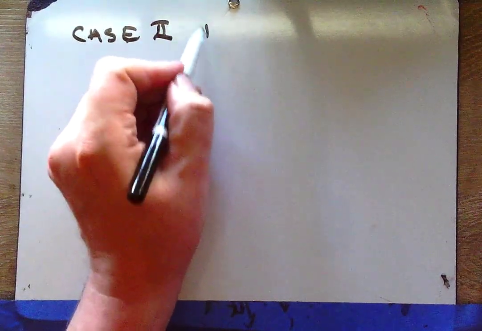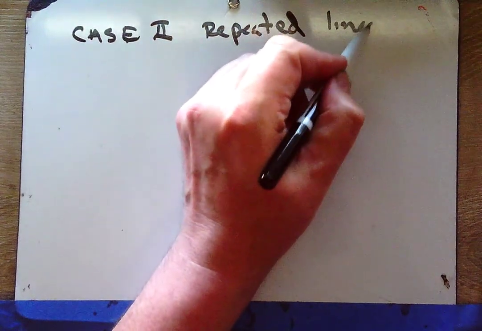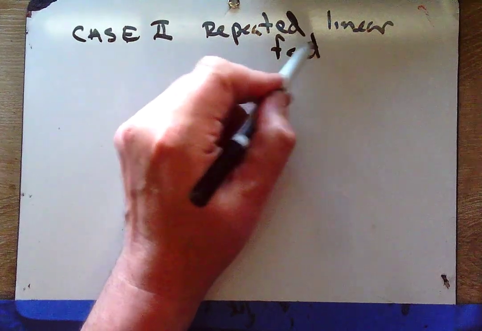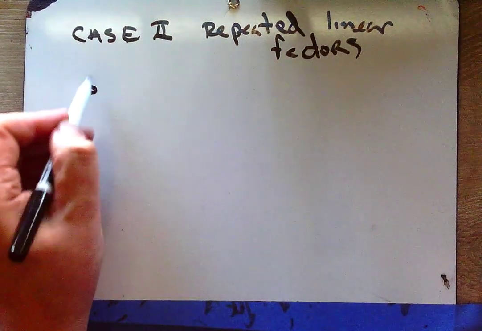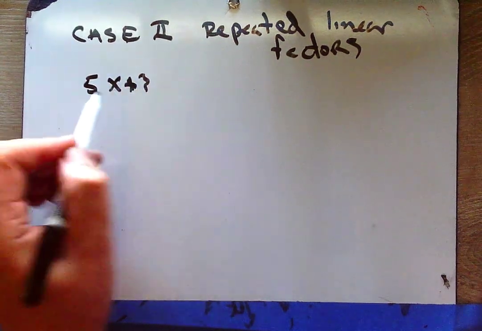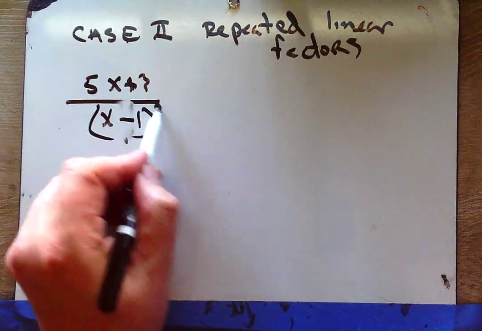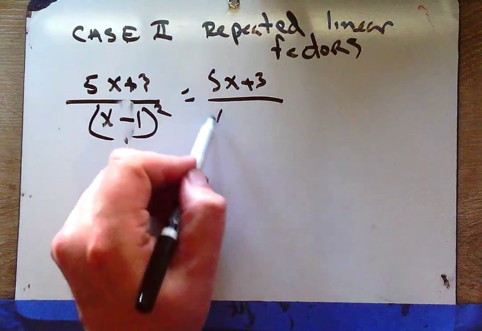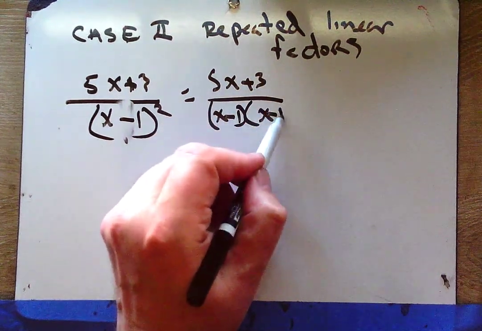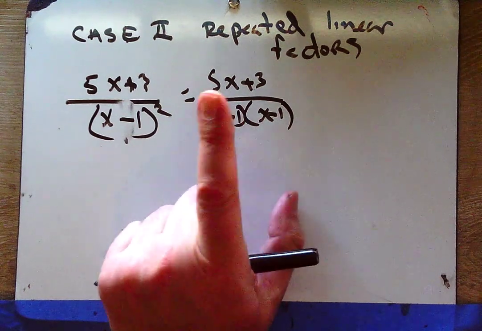Case 2 is repeated linear factors. And what do I mean by that? Well, let's take a look at this one. 5x plus 3 over x minus 1 squared. Or 5x plus 3 over x minus 1 times x minus 1. They're linear, but they're the same. So this is repeated.